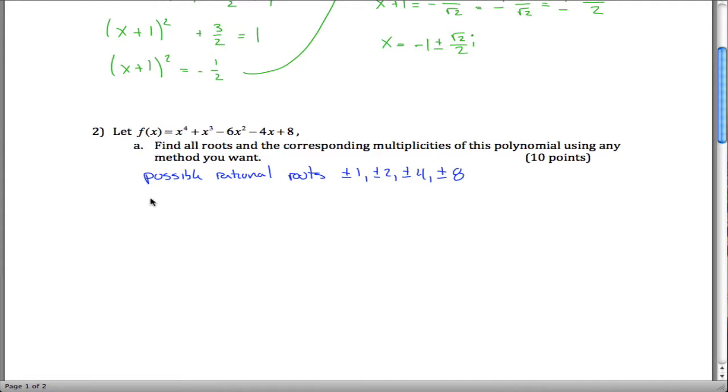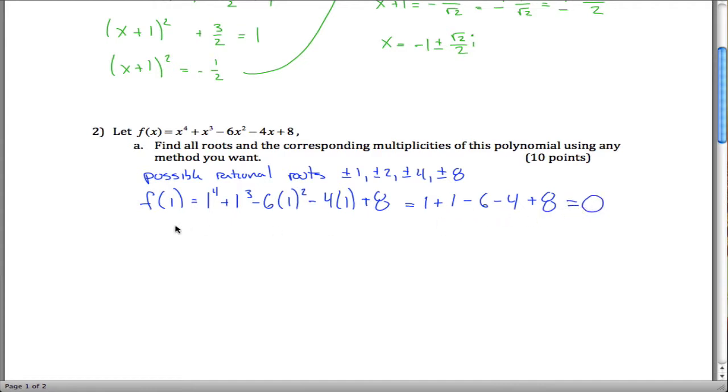So I can just test these guys. And as I told you in class, I'm going to make it so 1 or -1 works, so you don't have to test too many of these. F of 1 would be 1 to the 4th power plus 1 to the 3rd power minus 6 times 1 squared minus 4 times 1 plus 8. What I'm saying is it would be 1 plus 1 minus 6 minus 4 plus 8. See, we got positive 10 and -10. That looks like 0. So 1 is a root, specifically a rational root.